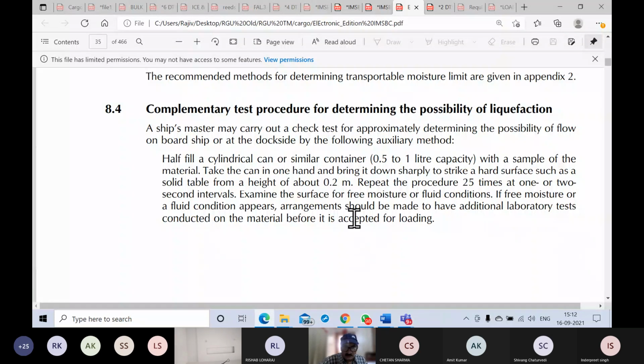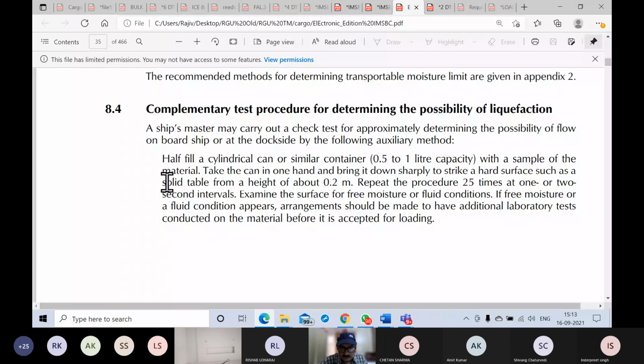It is done like this. You have to take a cylindrical can or container, could be of capacity 0.5 to 1 liter. Most probably you will find this as an empty fruit can, a tin fruit can from the galley. Then you fill it half full or three-quarters full of the test material which you want to check, maybe the ore which you want to check, etc.